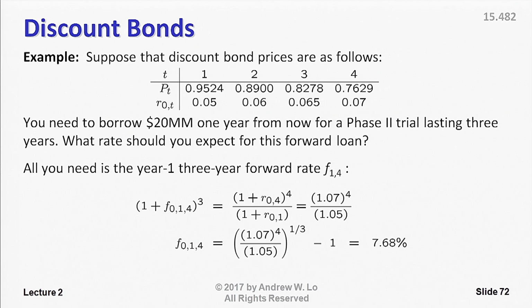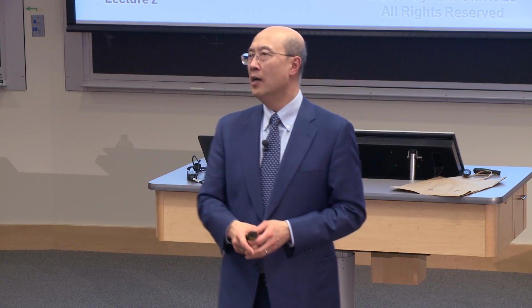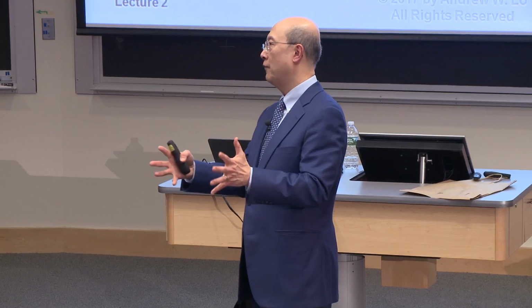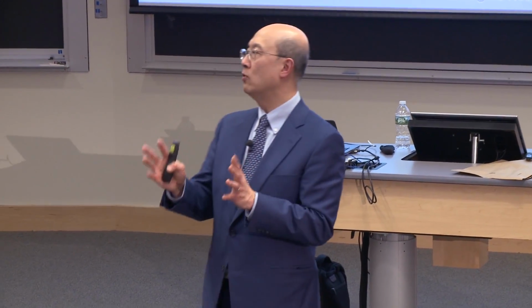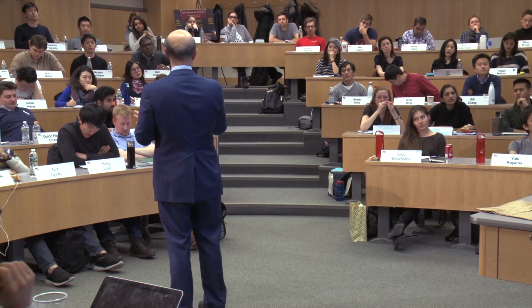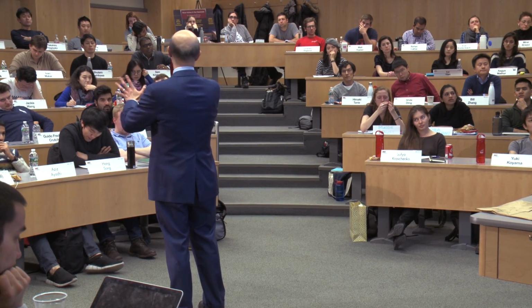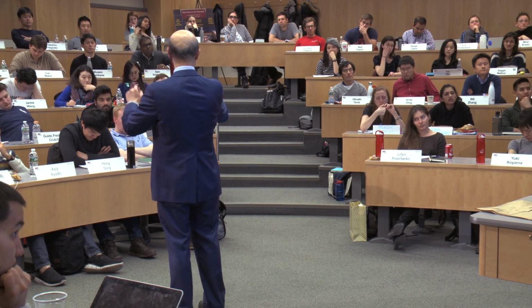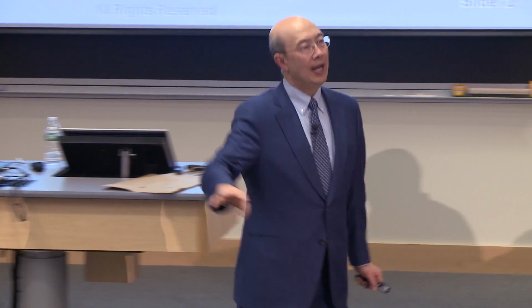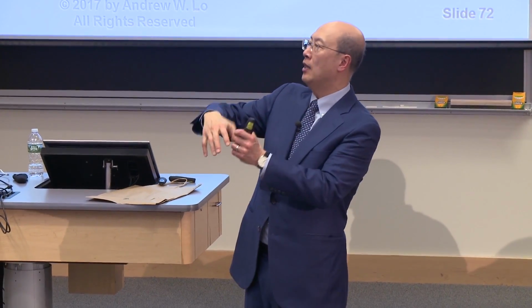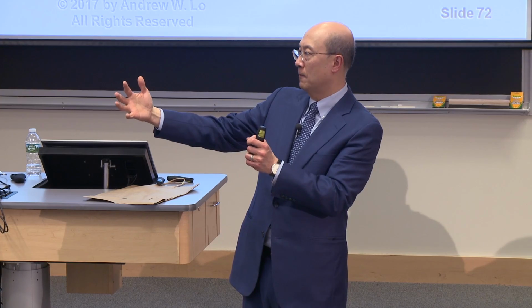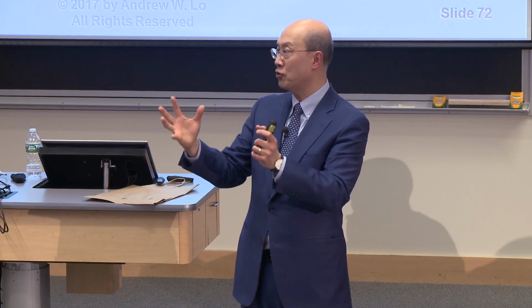So the example that I want to give you that makes use of these differences between forward and futures and spot rates is a simple one. Imagine you are a chief financial officer of a big pharma company and you're going to need to borrow $20 million a year from now for a phase 3 trial or phase 2 trial that will last 3 years. Okay? So you need to borrow $20 million, not today, but a year from now, and you need to hold on to that loan for a full 3 years. How much is it going to cost you to do that?